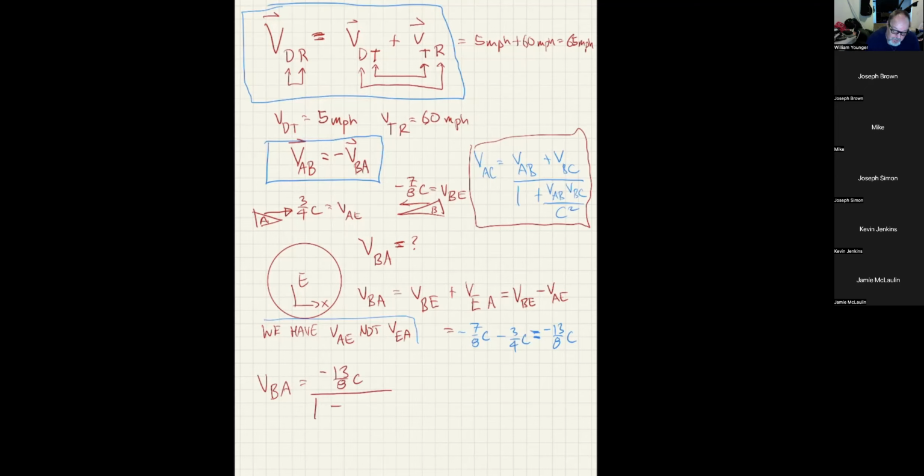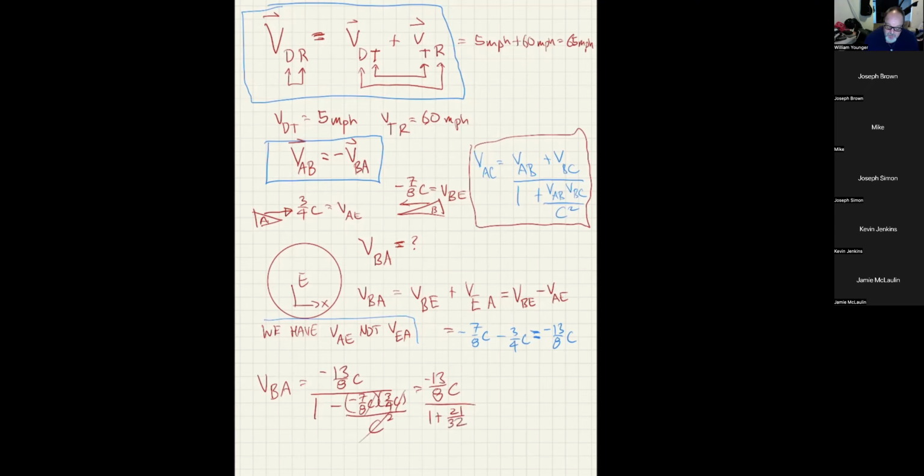So now I'm going to say VBE, which is negative 7/8 C. And then I have VAE, which of course is 3/4 C. And then that's all divided by C squared. So you can see this C will cancel out with that C and that C. And I'm going to get negative 13/8 C over. Now, when you multiply, notice the negative and the negative will make a positive out of that. So when you multiply 7 times 3, you'll get 21. And then when you multiply 8 times 4, you're going to get 24. Or excuse me, 32. I don't know what I was thinking of that.